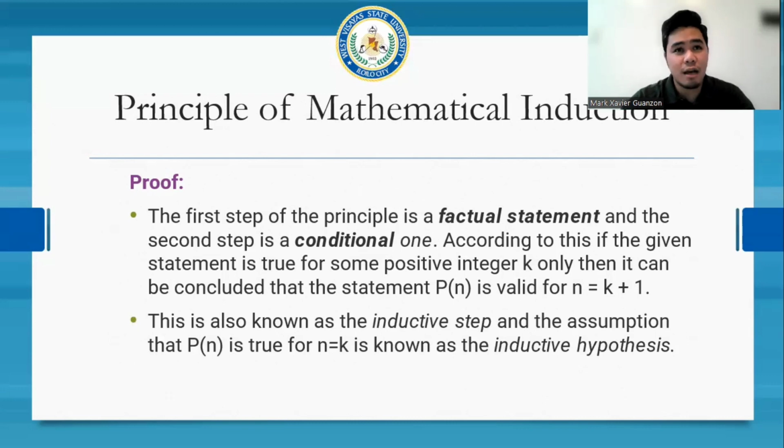When we talk about the inductive step or the process of induction, we always start from specific to come up with a general conclusion. And the assumption that P of n is true for n is equal to k is known as the inductive hypothesis, or shall we say it's the inductive premise for us to come up with a conclusion.